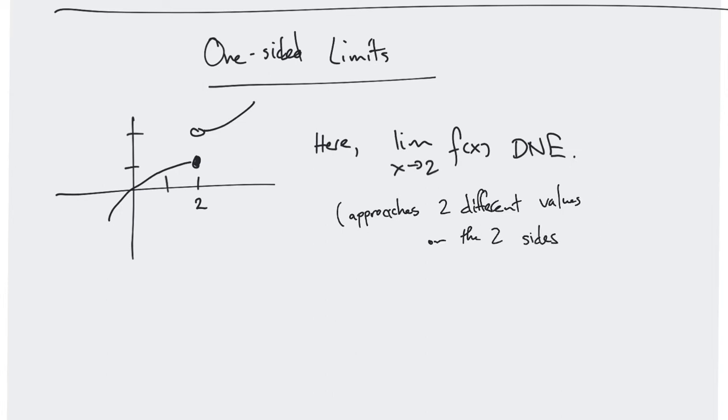All right? But in this example, you can still say, okay, it does have two different values on the two sides. But if I only look at one side, then it does actually have a limit on that side. And if I only look at the other side, it does have a different limit on that other side. And these are called the one-sided limits.